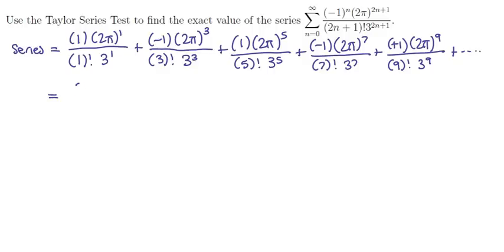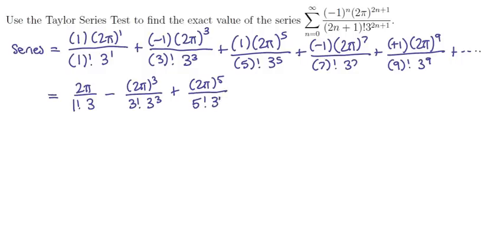If we clean this up, we've got 2π over 3, and there's a 1 factorial out in front. Then it's minus (2π)^3 over 3 factorial, 3^3, plus (2π)^5 over 5 factorial, 3^5, minus (2π)^7 over 7 factorial times 3^7, plus (2π)^9 over 9 factorial times 3^9. So we can generate as many terms as we want from this series right here. And the question is, do we recognize it?